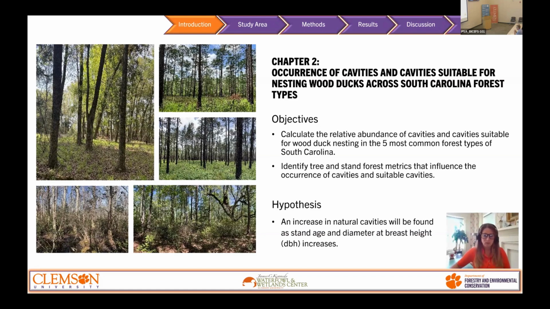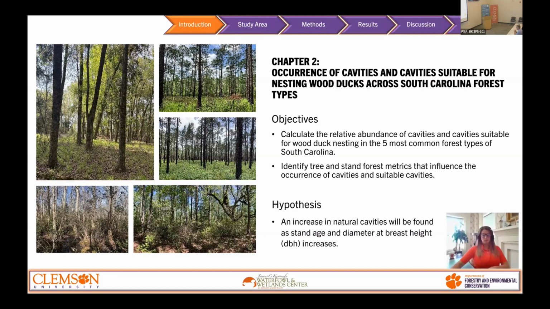The first objective was to calculate the relative abundance of cavities and cavities suitable in the 5 most common forest types of South Carolina. And the second was to identify the tree and stand forest metrics that influence their occurrence. I am going to minimally discuss the first objective and my results from that just for the sake of time. My primary focus will be on that second objective.